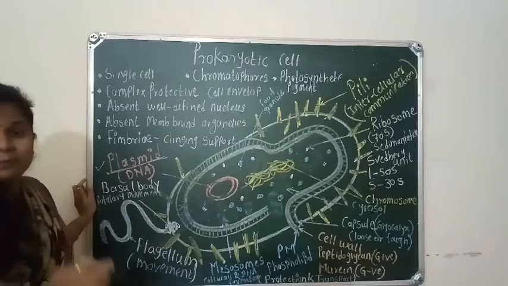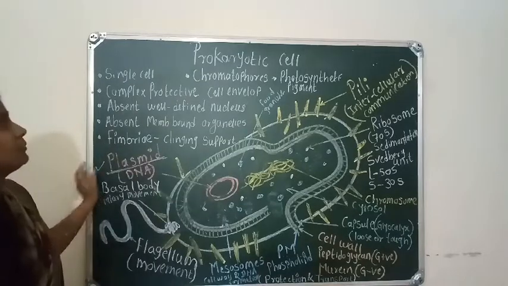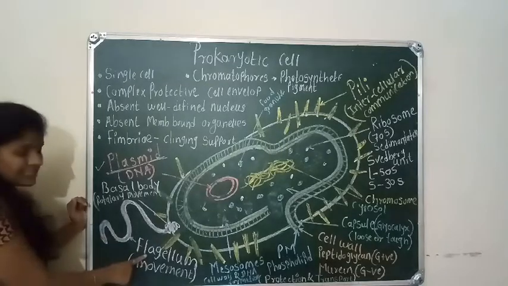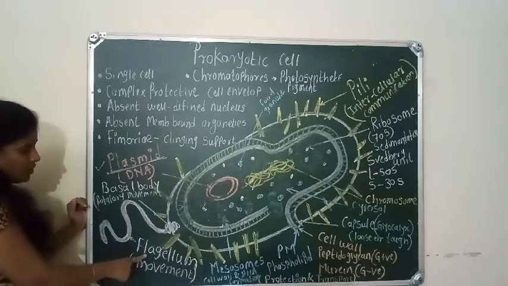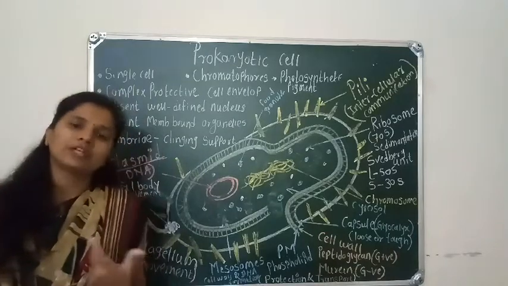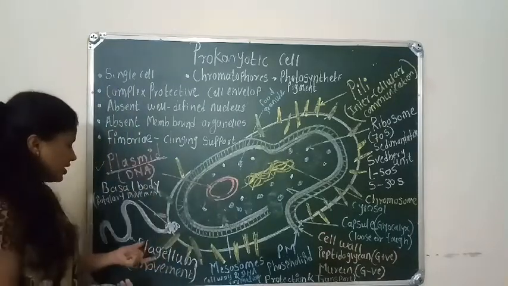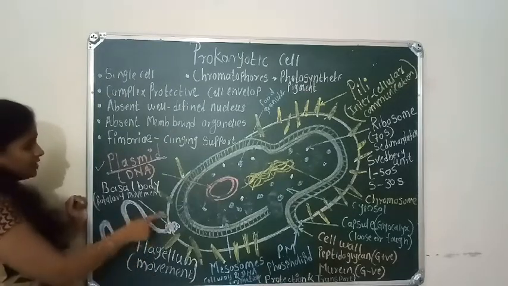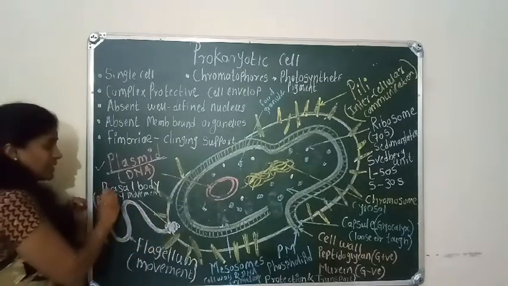Then the bacterial or prokaryotic cell possesses flagellum or cilia, especially the motile bacteria. Motile bacteria consist of flagella or cilia for movement, and the movement takes place by the basal body.